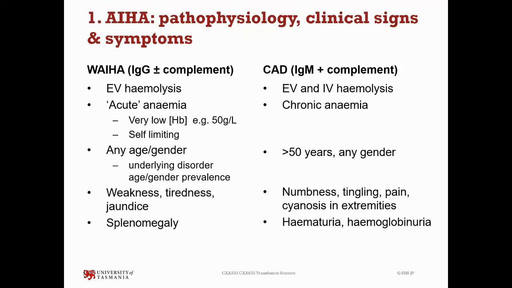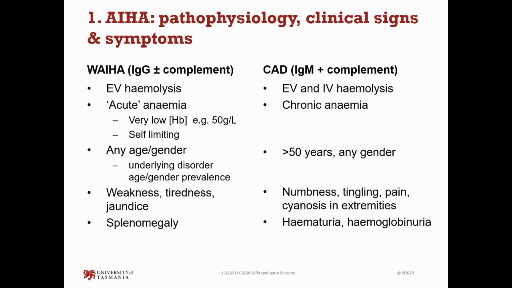You can see there that cold agglutinin disease tends to be a chronic anemia, whereas the warm hemolytic anemia tends to be acute. Acute is sort of in quotation marks there, because the onset can be quite explosive, which is classically acute, or insidious, but the hemoglobin can fall to around 50 grams per litre within about 2 weeks. And so in that case, it is quite acute.